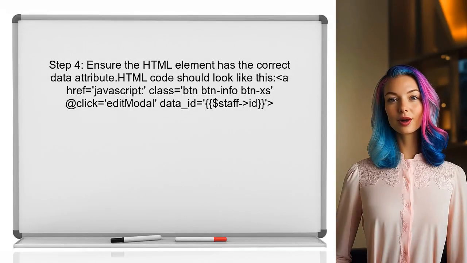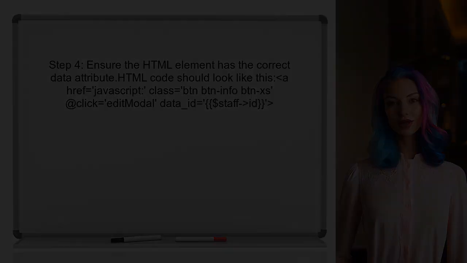Finally, the user should ensure that the HTML element has the correct data attribute. This will allow the method to log the expected value to the console when the button is clicked.